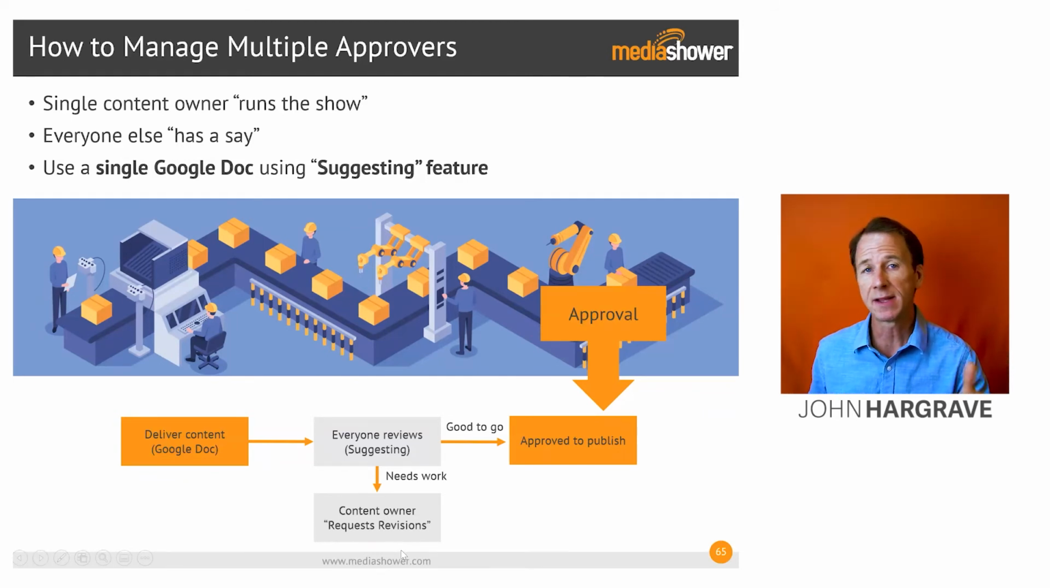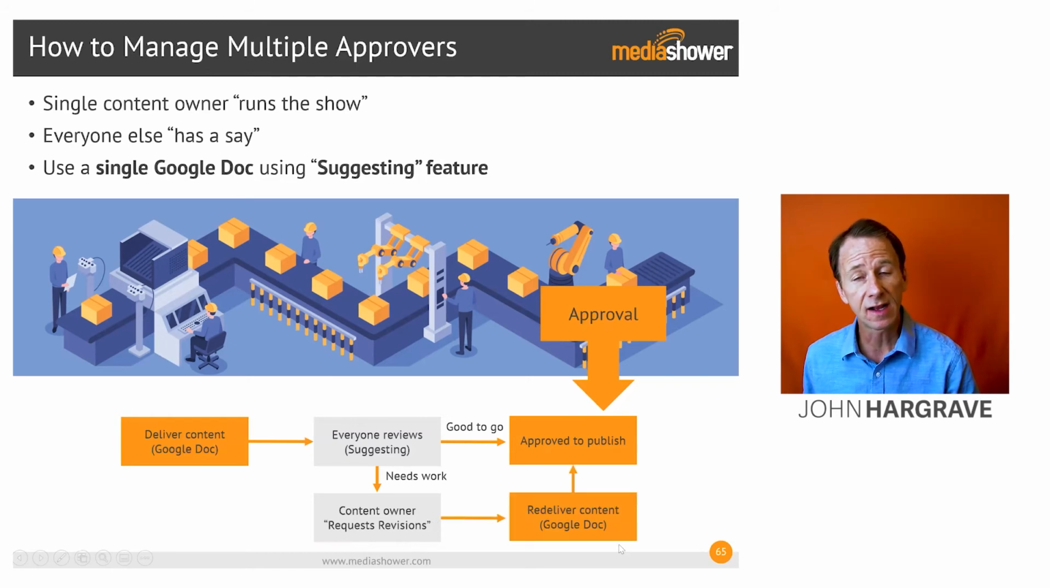If it needs work, the client content owner can go back into the Media Shower platform and request revisions. There's a button that says request revisions, and that will send it back into the assembly line to the editor and back to the writer if needed to go make those final edits. And at that point, we redeliver the content and then publish it. So this is the process flow.